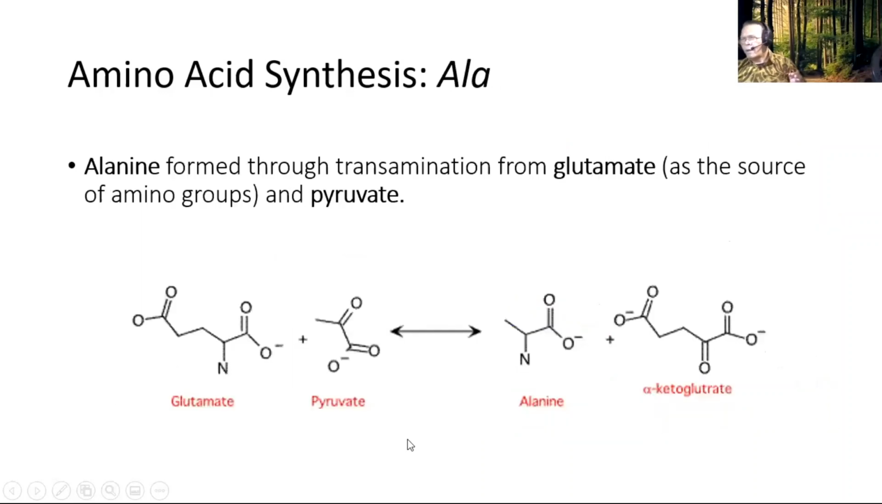Now let's see alanine. Alanine is formed through transamination from glutamate and pyruvate. Let's see this one. This is glutamate and this is pyruvate. Then these two will be converted into alanine and alpha-ketoglutarate.